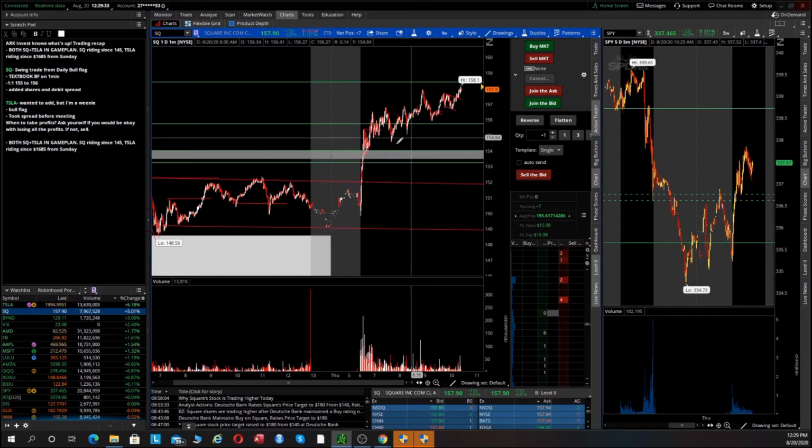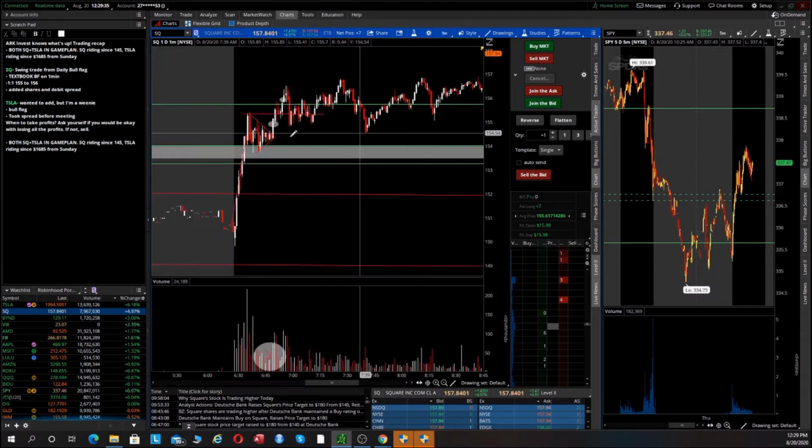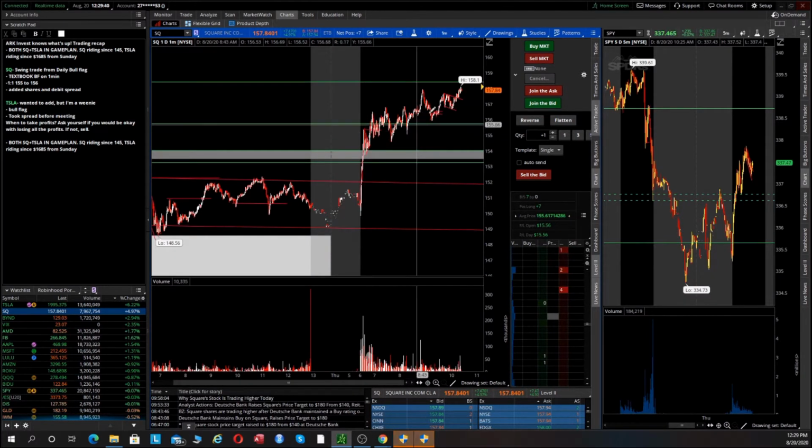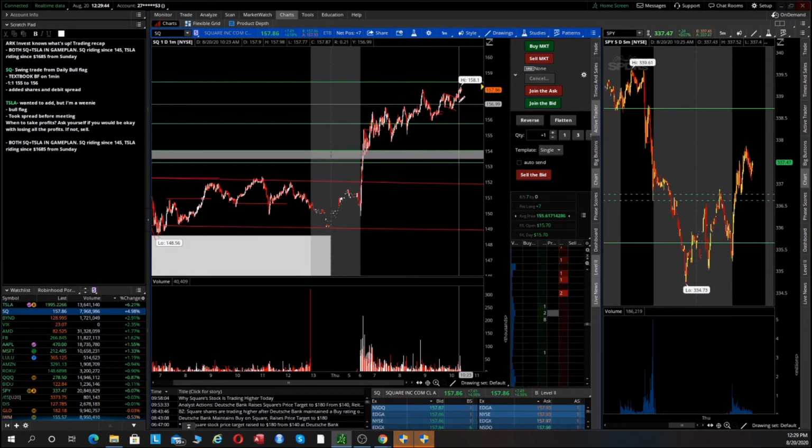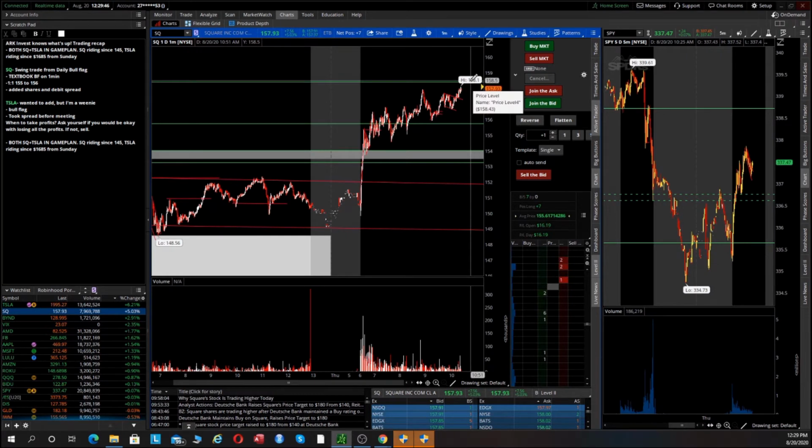So back to thinkorswim. So we had a nice push up right after that solid bull flag, and then SQ just started moving sideways all day, grinding higher. We just popped this and filled me on a share at 158. And if we break these all-time highs at 158.50, the sky is the limit.